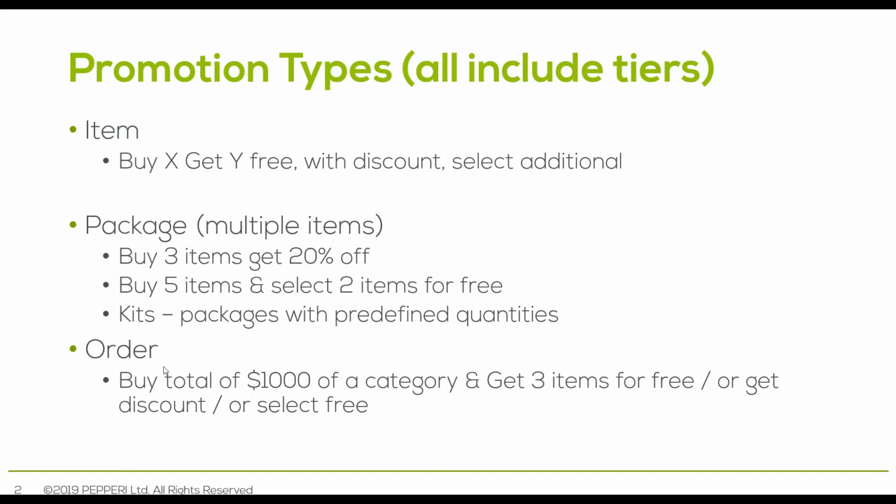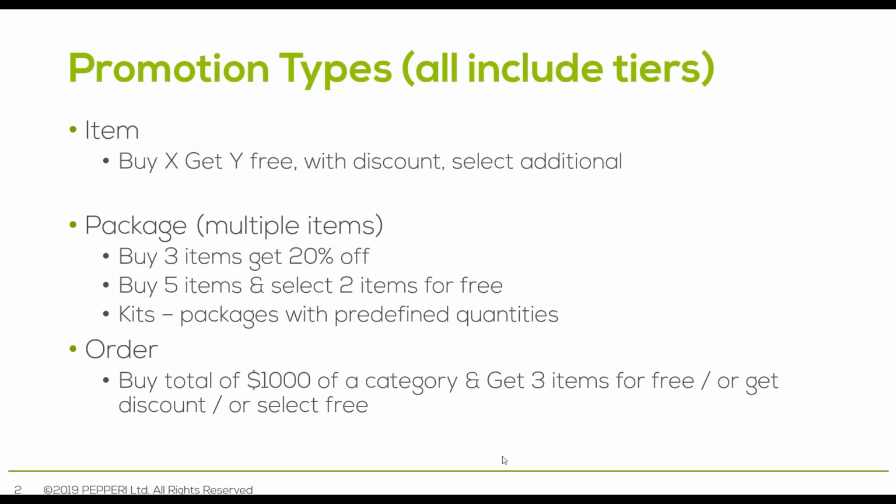An order promotion type is based on the total amount of the order, whereas item and packages are based on quantities. Orders are based on total amounts. So, just one example, buy a total of $1,000 or more from a certain category, or from a total of all the items in the order, and get some incentive: either get items for free, get 10% off, or select the items you want to get for free.